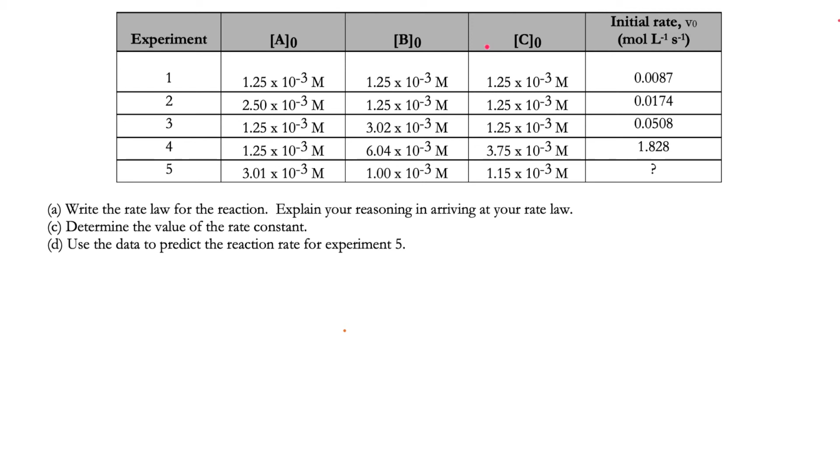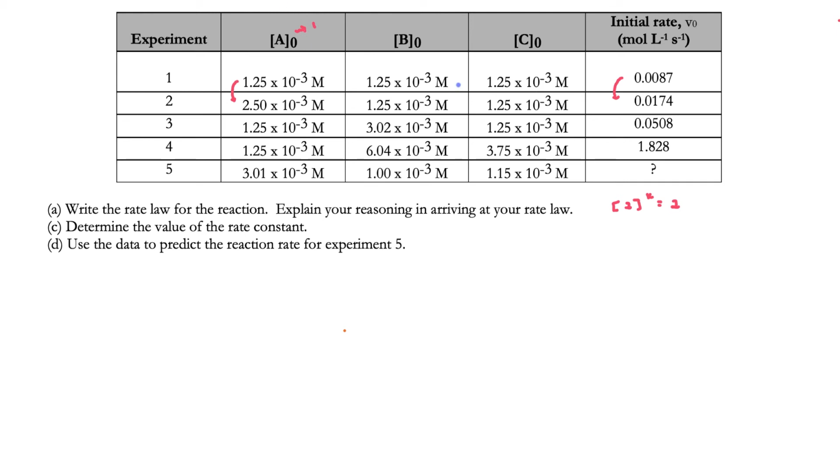To determine the order of A, I'm going to look at experiment 1 and 2, because going from experiment 1 to 2, my concentration of A doubles, while the concentration of B and the concentration of C stay the same. Going from experiment 1 to experiment 2 here, my rate also doubles. So if we write this the way we've done it before, if my concentration of A doubles, what would the order be if the rate also doubles? The answer is that it would be first order. So we know that A is first order. Okay, not too bad.